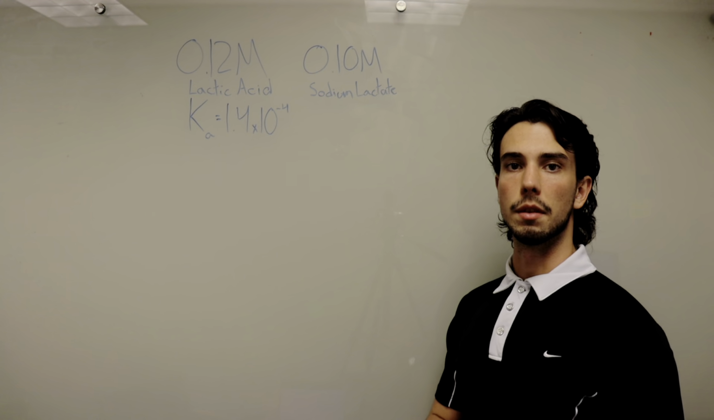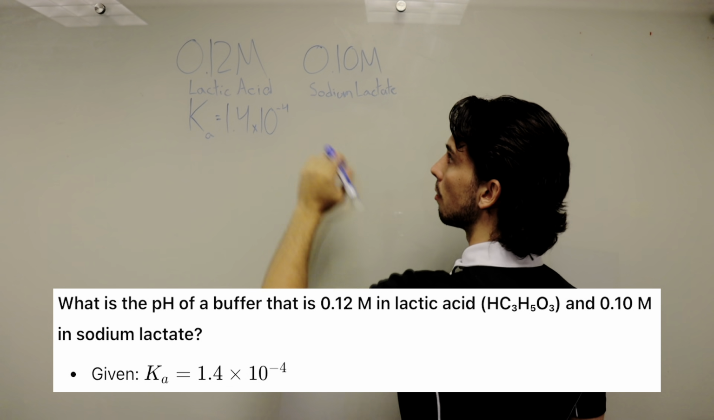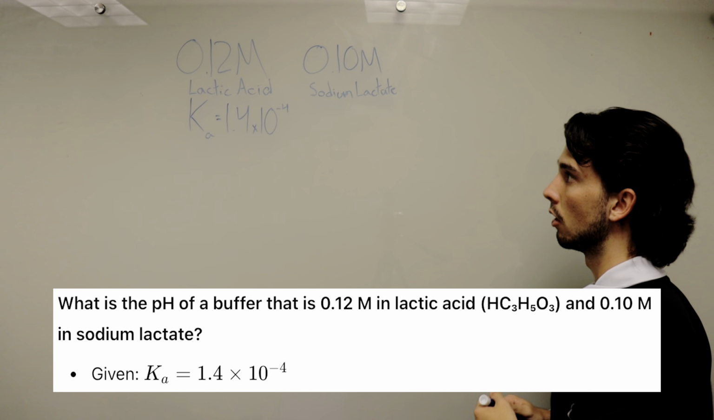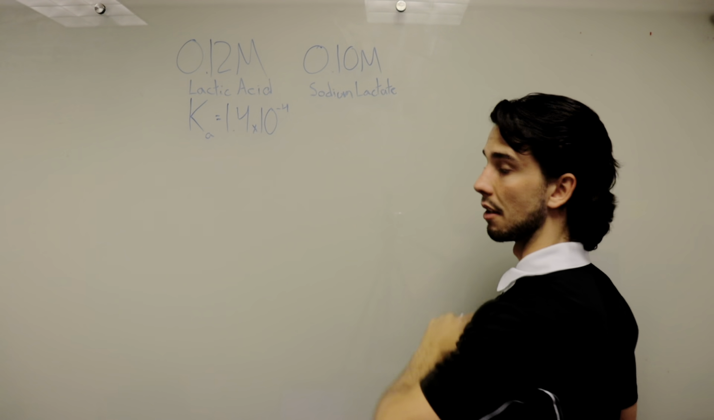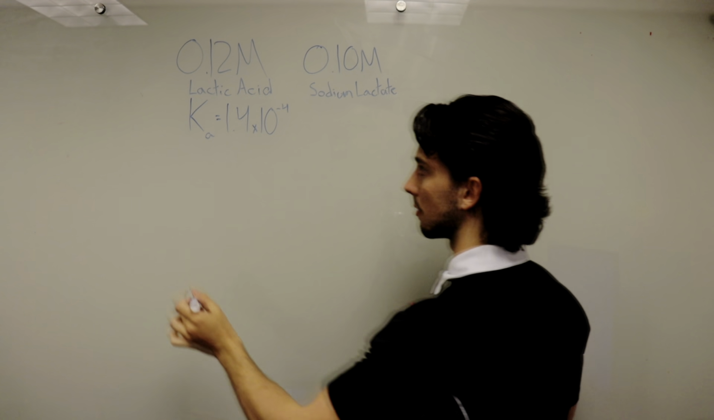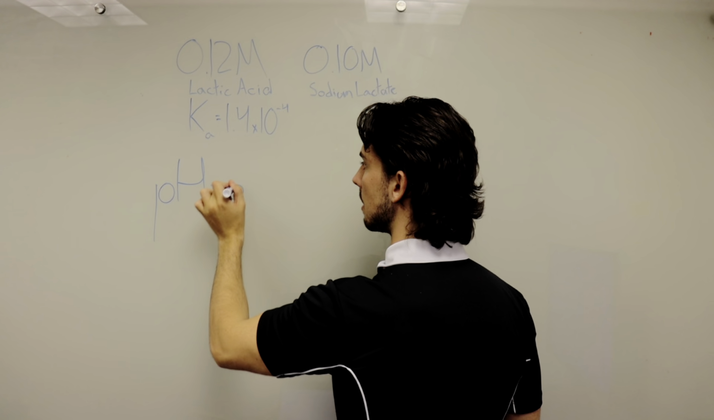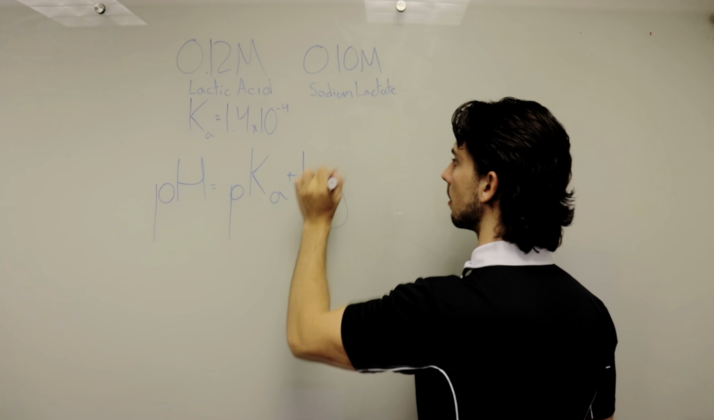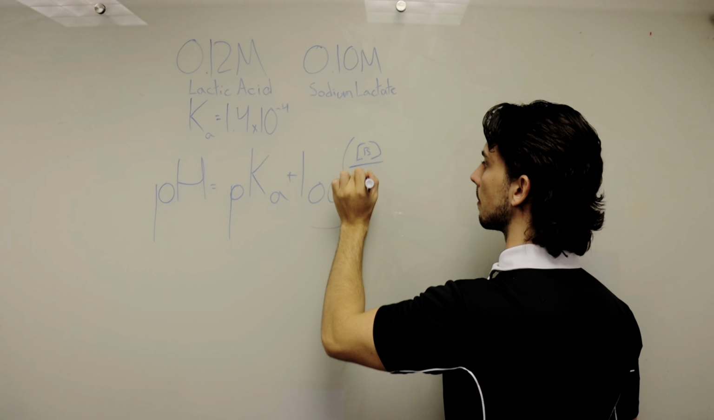Right, here we're told to find the pH in this question of a solution, a buffer solution, of 0.12 molar lactic acid and 0.1 molar sodium lactate. So now that we know that we're dealing with a buffer solution, since we have the acid form and its conjugate base, we can go ahead and skip the ice chart and use the Henderson-Hasselbalch equation. If we remember what that means, that basically tells us that the pH is equal to the pKa plus the log of that base concentration over the acid.